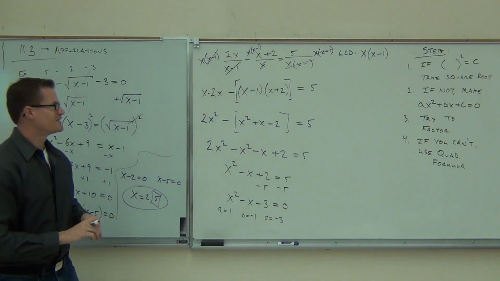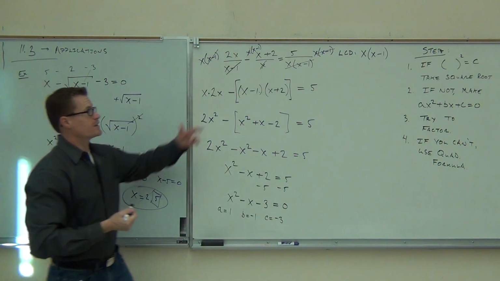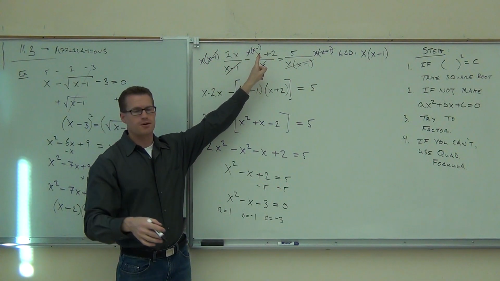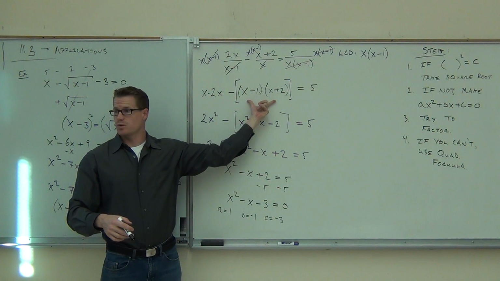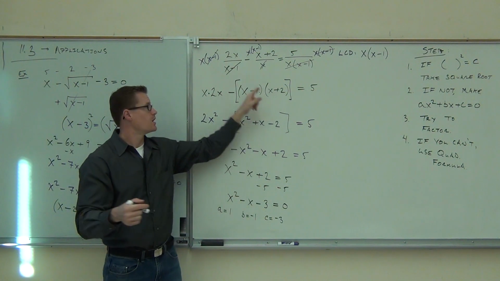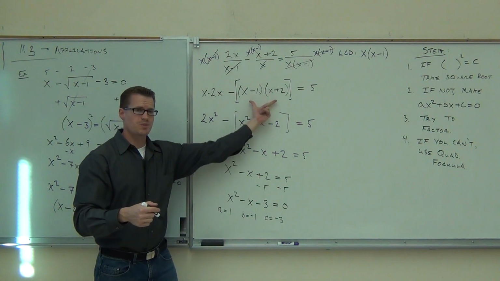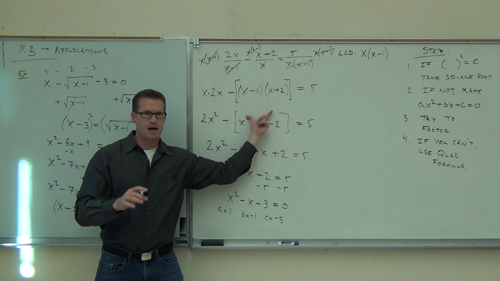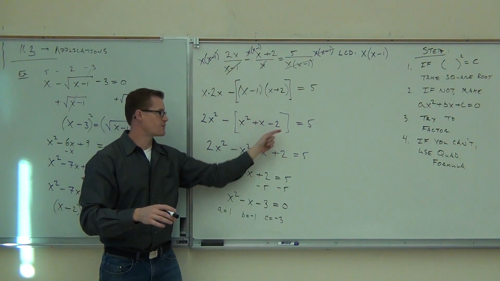That's right. So recapping, hey, look at this, it's old stuff. Using LCD to get rid of fractions, old stuff. Using parentheses, that's old stuff. Put a bracket around it, distribute it. Do you see the reason for the bracket, folks? You need to have that bracket because it is going to change every sign.